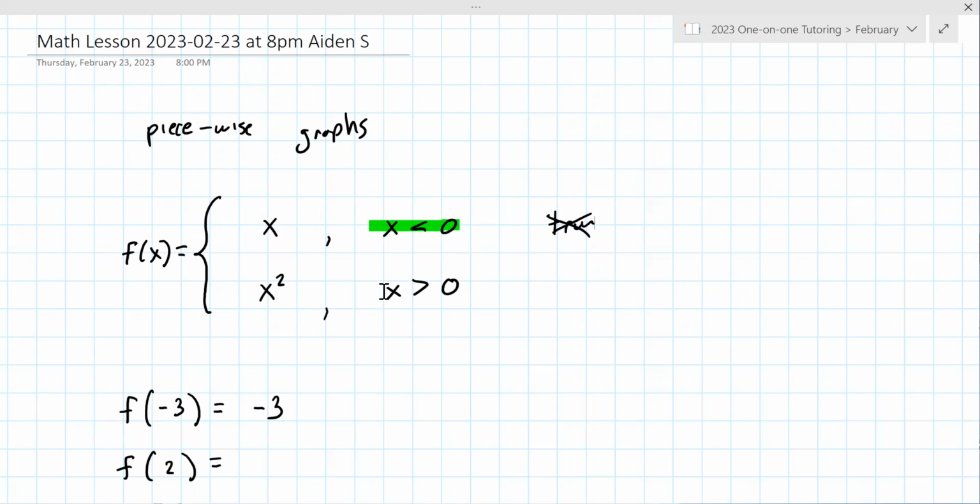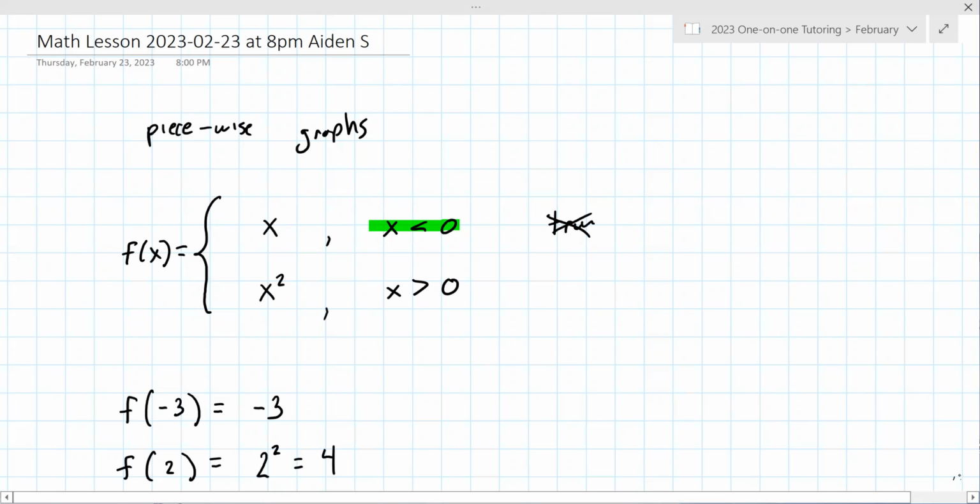Now we hope that the next one is true. Is 2 greater than 0? Yes, so 2 is greater than 0. Now this is the function that we're looking at, x squared, okay? So you square the x value. What is 2 squared? 2 squared is 4. Very good.